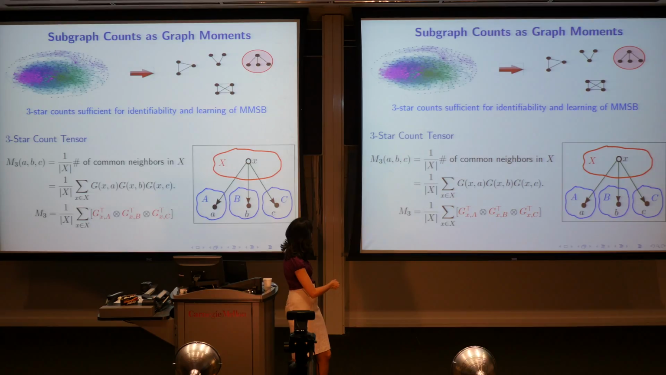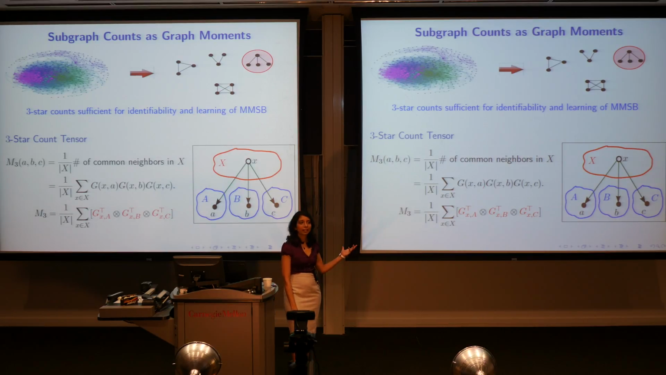Okay, so that is exactly this parameter, right? Now this is a tensor because I'm doing this count for every triplet of nodes in the sets A, B, and C. So for a particular triplet A, B, and C, this is exactly how many nodes X have all these three edges present. G is my adjacency matrix, and I'm taking the average count here. And this is equivalent to this tensor notation.